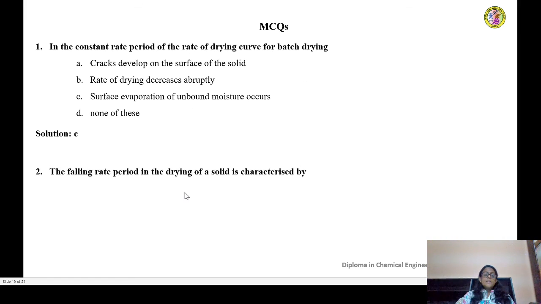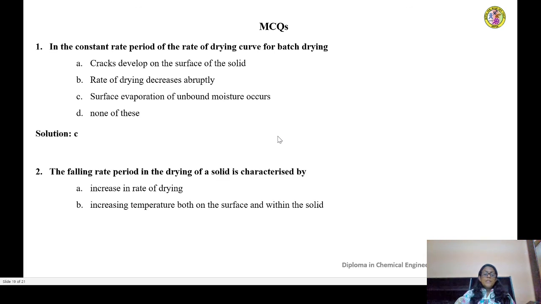The falling rate period in the drying of a solid is characterized by increase in rate of drying, increase in temperature both on the surface and within the solid.